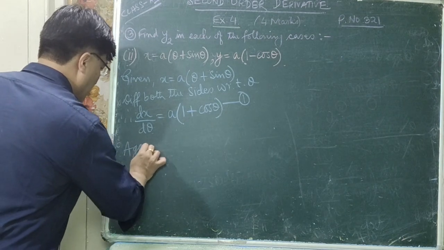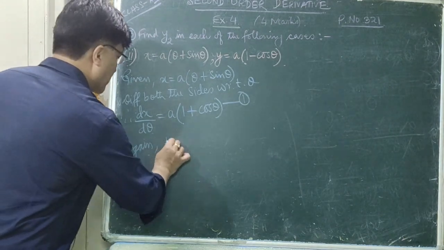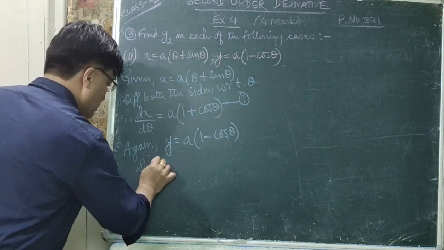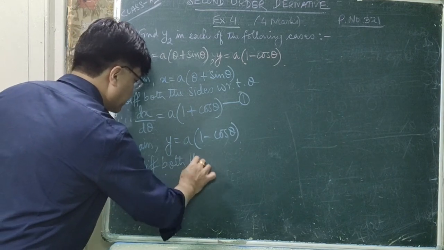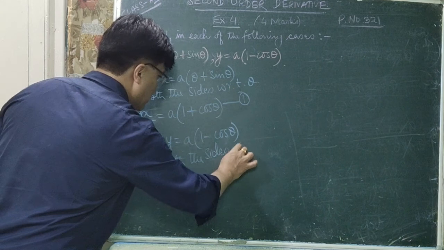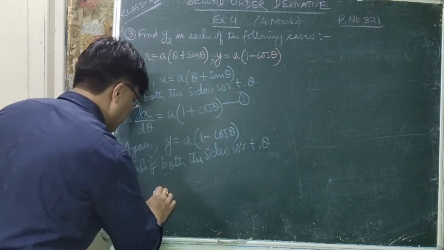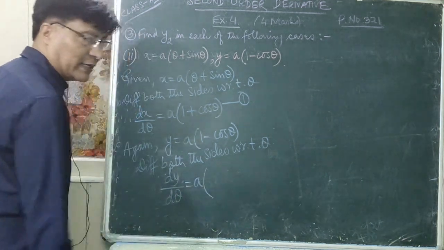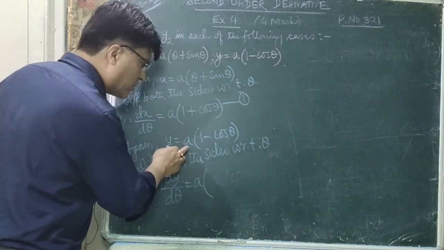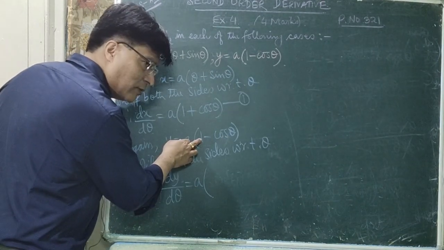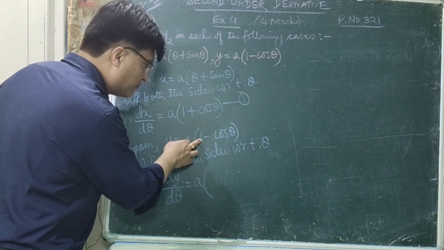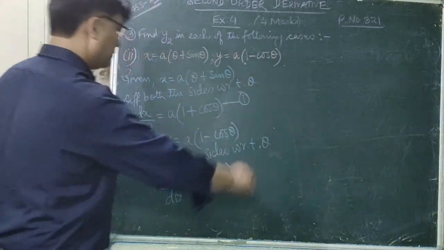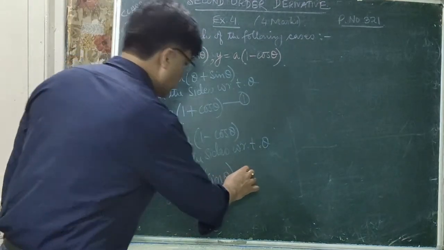Again, y is equal to a within bracket 1 minus cos theta. So differentiating both the sides with respect to theta. So this is your dy by d theta is equal to a and within bracket. Now differentiate 1 minus cos theta. This a is constant, remains as it is. For 1, differentiation of 1 with respect to theta is 0, and for cos theta it is minus sin theta. So minus 0 minus plus, this is your sin theta. Is that clear now? So let us mark it as number 2.